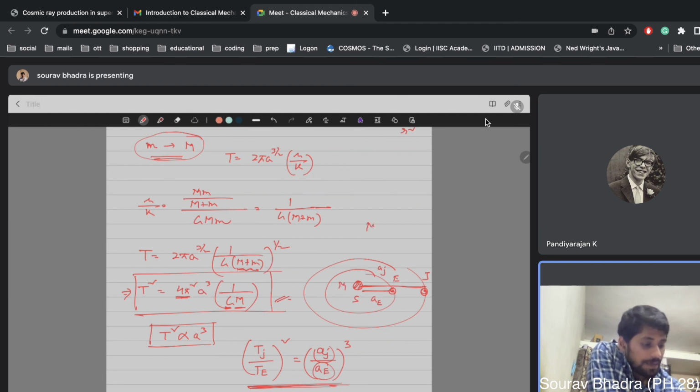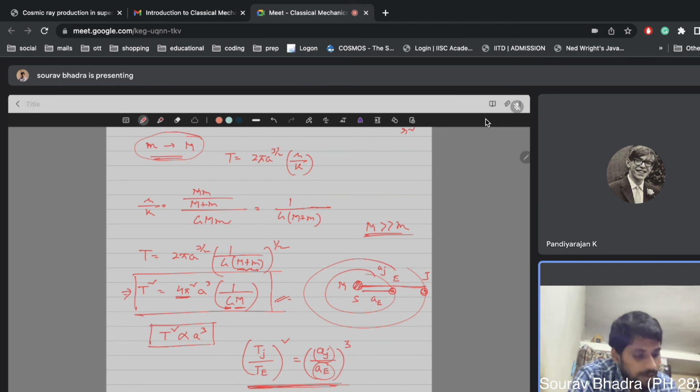But there is some condition that you should always remember, that for this, capital M is very much greater than small m. That's why we can neglect the mass of the Earth and Jupiter. Otherwise, if it is comparable to the sun's mass, then we cannot eliminate that small m from this expression. It is only true when a very massive object is sitting at the center, and a very much less massive object is revolving around it. In that case you can get this type of expression.